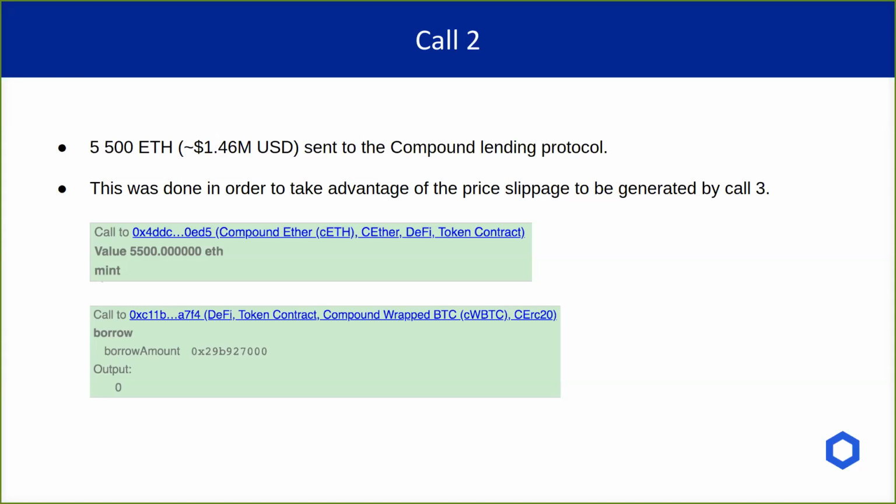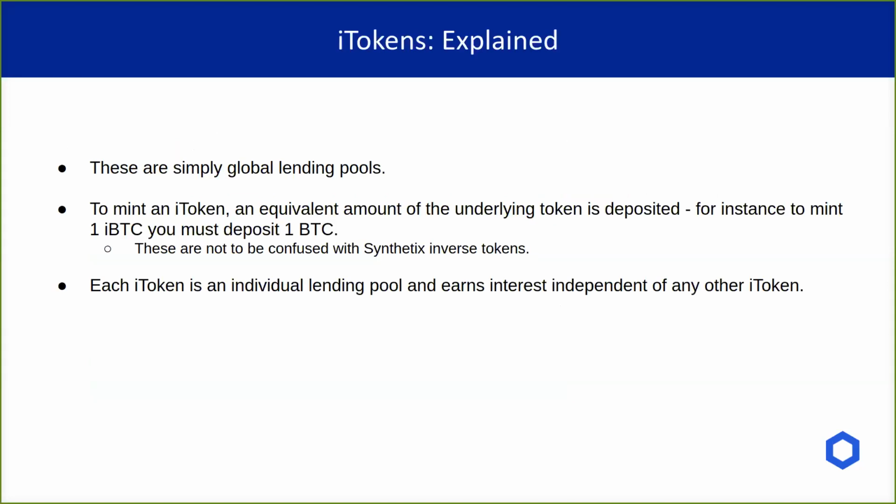Now, before we come to call 3, there are a couple of things that are necessary to understand about BZX, the lending protocol: I tokens and P tokens. I tokens are, simply put, just global lending pools. An I token is minted when you deposit an equivalent amount of the underlying token. If you want to contribute to the ETH lending pool on BZX, you must deposit 1 ETH to be able to earn the interest on that asset. They're not to be confused with inverse tokens on Synthetix. They're completely different. On Synthetix, these are tokenized short positions on their platform.